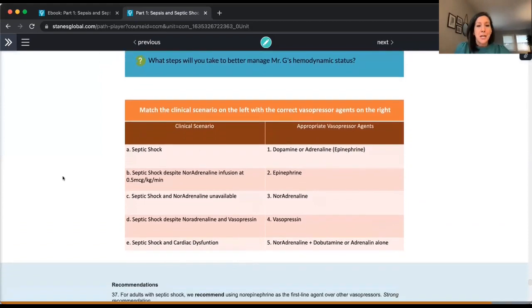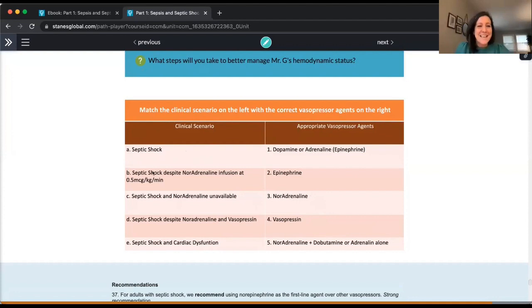I made a matching game for you. So we'll go through this, but instead of asking the learners, I'm going to try to ask Dr. Vanessa Mull. So I'm going to challenge you. On the left is a clinical scenario, and on the right is the appropriate vasopressor agents to choose. So septic shock, which one is your first line agent? Vanessa. It's number 3. Number 3, noradrenaline.